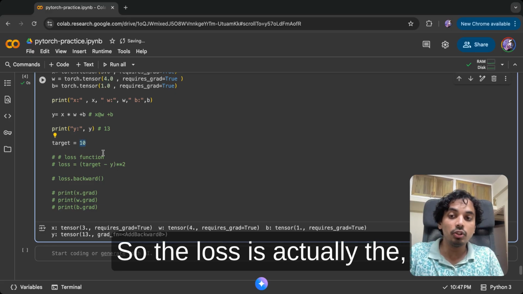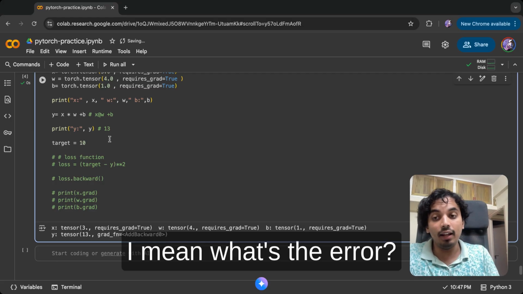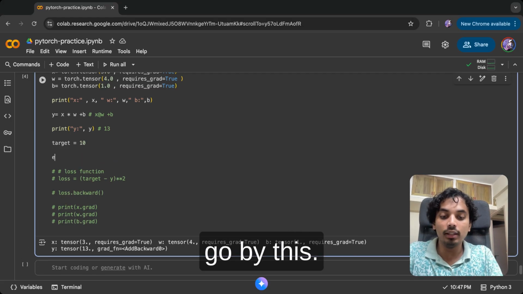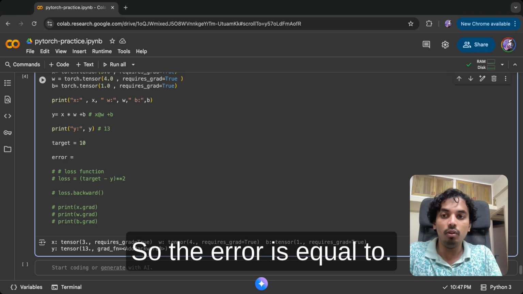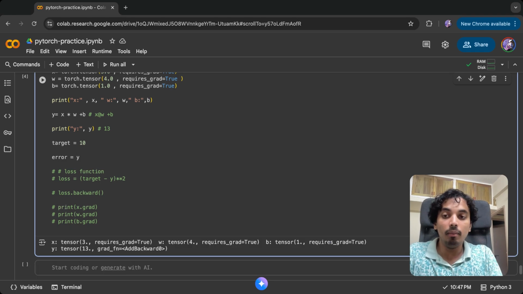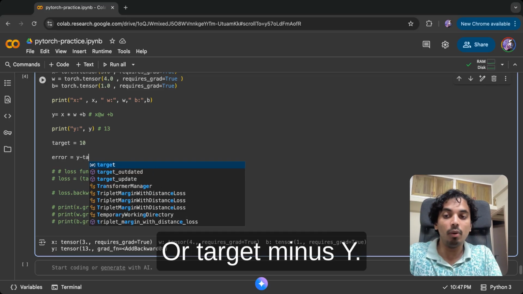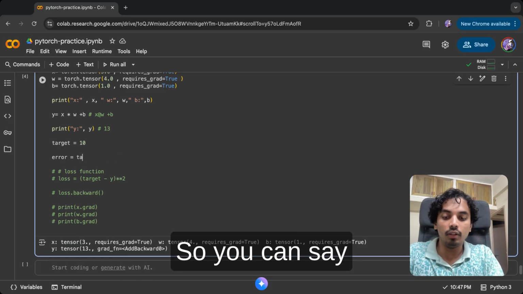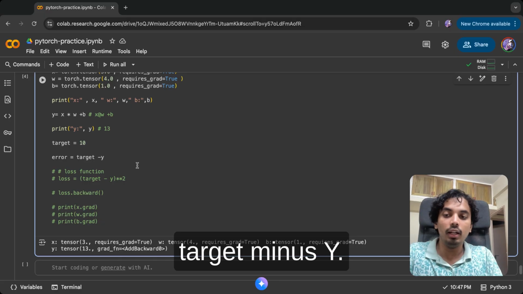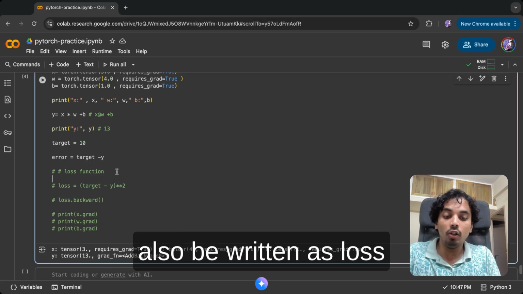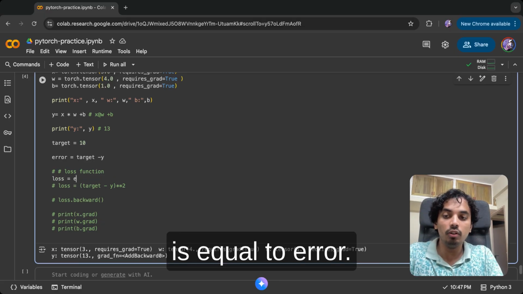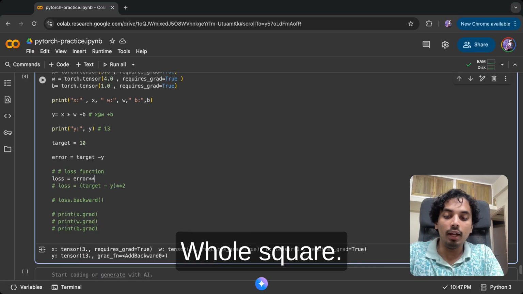So what is the loss? What's the error? So the error is equal to the value of y minus target, or target minus y, whatever you want. And the loss function can also be written as loss is equal to error whole square.